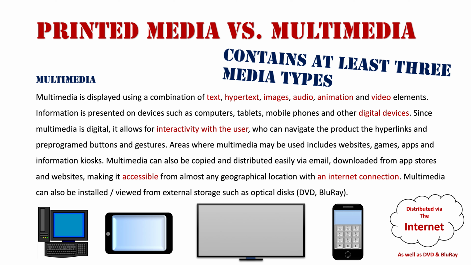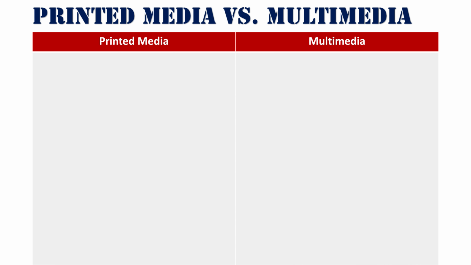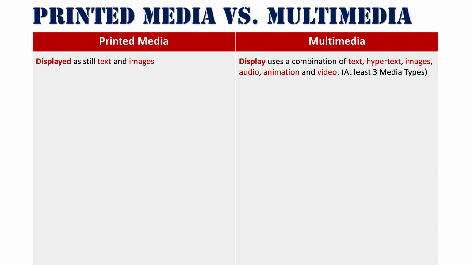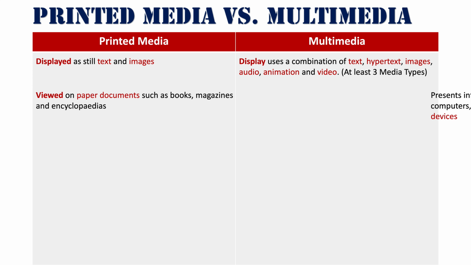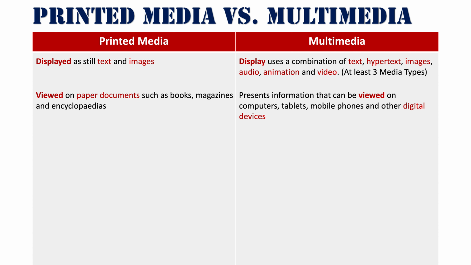It's everywhere. But in finality, let's have a look at both printed media and multimedia side by side. Firstly, printed media is displayed as still text and images, the media types that don't move, whereas multimedia can be text, hypertext, audio, animation and video. At least three of these types must be in effect for the package to be considered multimedia. Printed media is viewed on paper documents such as books, magazines and encyclopedias, but multimedia is viewed on digital devices such as tablets, mobile phones and computers.